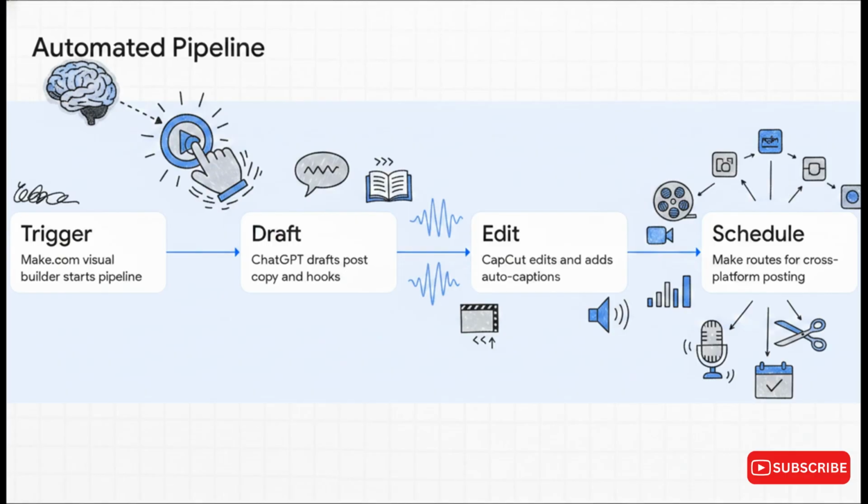Step 1. You use Make.com's visual builder to actually trigger your automated content pipeline. Step 2. Make instantly pings ChatGPT to automatically draft your post copy and your viral hooks based on whatever topic you chose. Step 3. You bring your visual assets into CapCut, which does the heavy lifting video editing and accurate auto captions. And finally, Step 4. Make.com routes that polished final asset right into your cross-platform scheduler. Boom. You've just built an automated workflow that honestly used to require a dedicated social media manager.